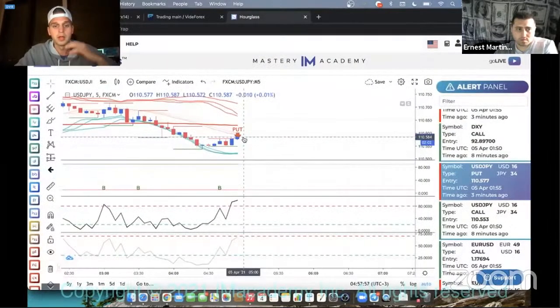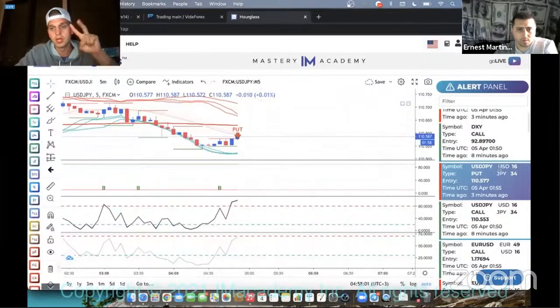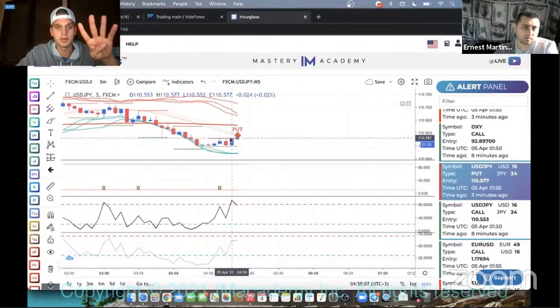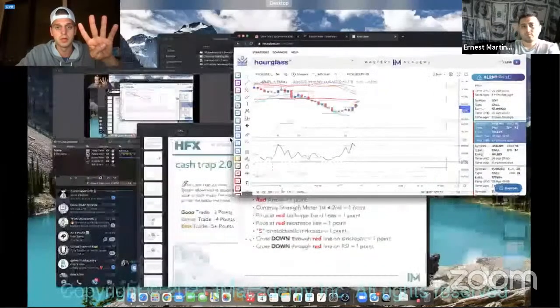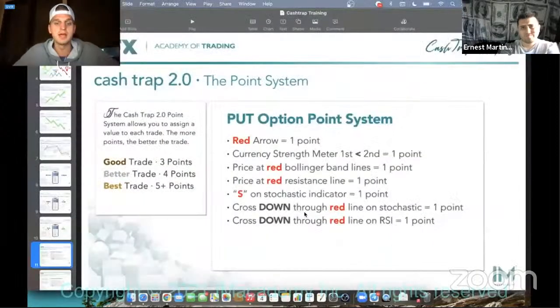But, you know, those are the first 4 points you guys can get. The down arrow, currency strength meter, a resistance, or the Bollinger Bands. Okay? Those are the first 4 points. The next 3 points we can get is if we're getting a bonus sell symbol on the stochastic indicator. And so if there's a bonus S on the stochastic indicator, that is also 1 point.